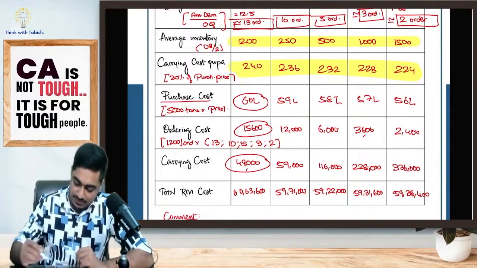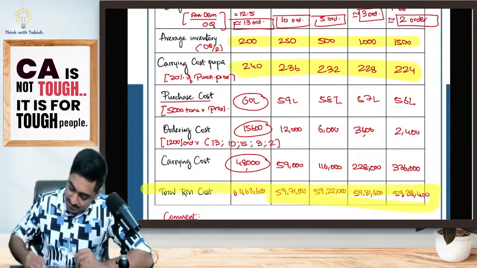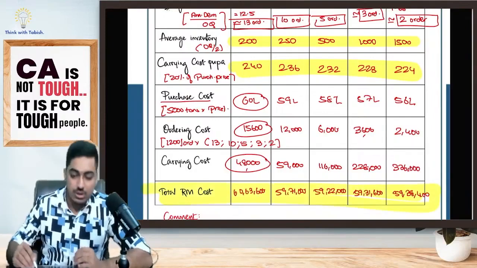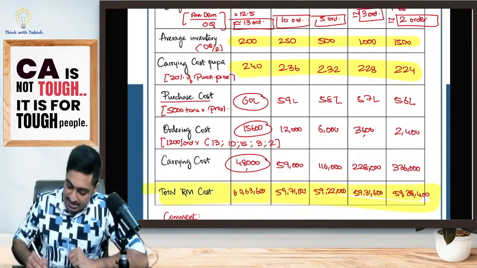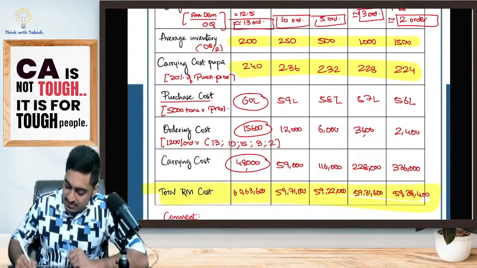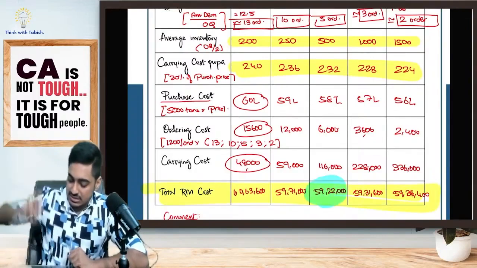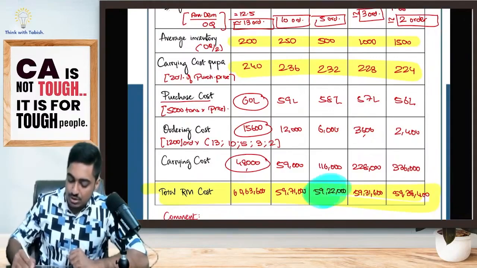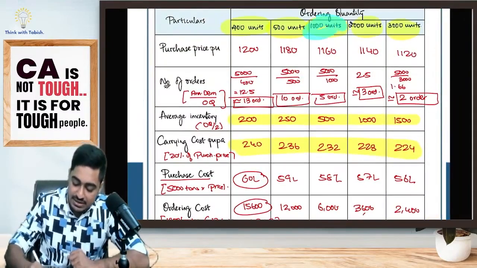Now tell me one thing, everyone. All these options are there. Where is my total cost bare minimum? Yes, 60 lakh 63,000, lower than the 5971. Lowest is 59 lakh 22,000. Then it increased. That means when is my total cost minimum, students? When I am buying 1,000.